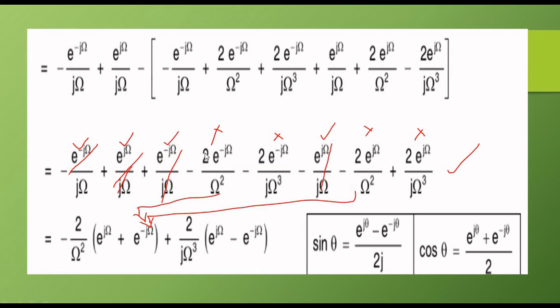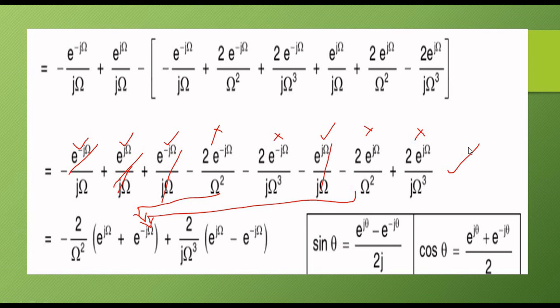Just check this. We will bring out 2 by omega squared as common from these two terms. So what is left out? E power j omega plus e power minus j omega. Similarly, the j omega cube terms. We will pick out 2 by j omega cube as common. So the left out variables are e power j omega minus e power minus j omega. So this is of the form sin theta and cos theta. According to the formula, sin theta is equal to e power i theta minus e power minus i theta by 2i, and cos theta is e power i theta plus e power minus i theta divided by 2.